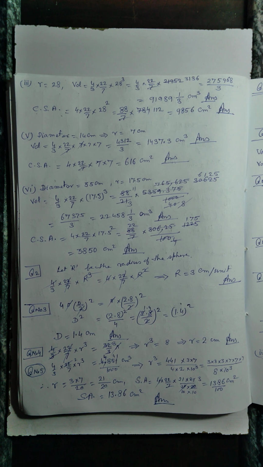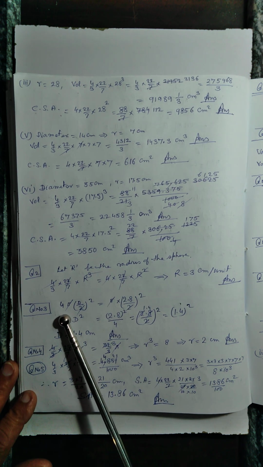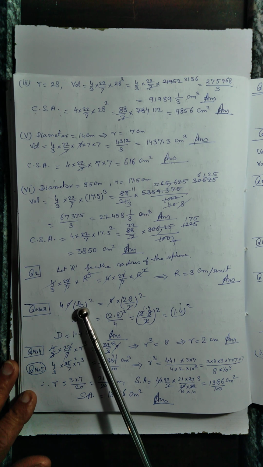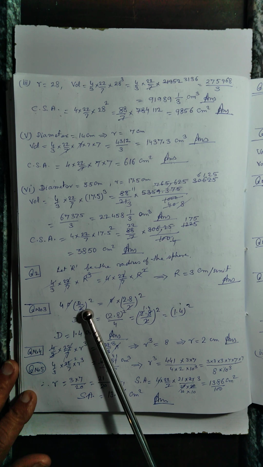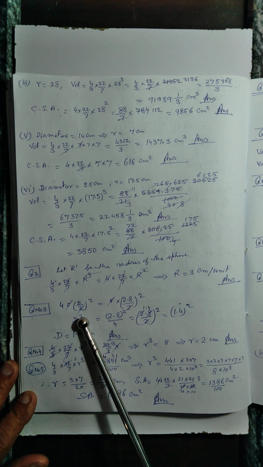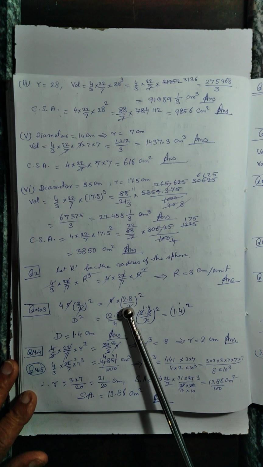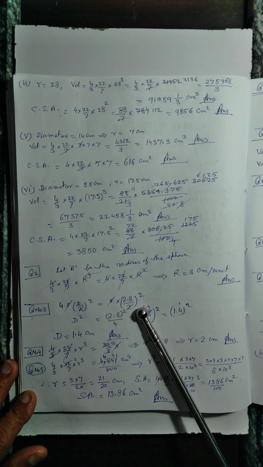Question number 3 states that find the diameter of the sphere whose surface area is equal to the area of the circle of the diameter 2.8 centimeter. Now see, surface area, 4 into pi into d by 2, meaning the diameter we divided by 2, so we got the radius. So 4 pi r square it is. So d by 2 I have done this. Here pi into 2.8 divided by 2 whole square.